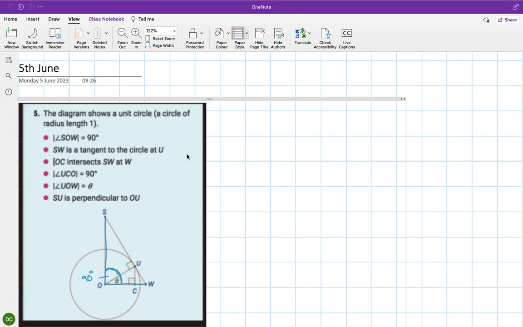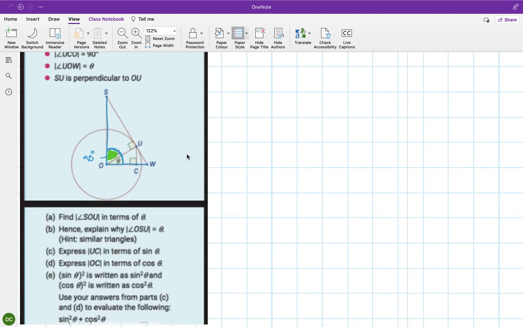Okay, find SOU in terms of theta. SOU is this bit here. So in terms of theta, it's going to be 90 minus theta. The whole angle is 90 minus the theta at the bottom, 90 minus theta.